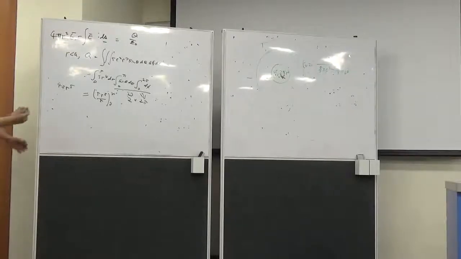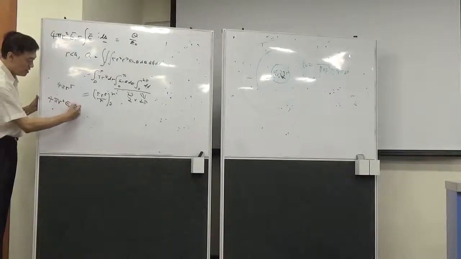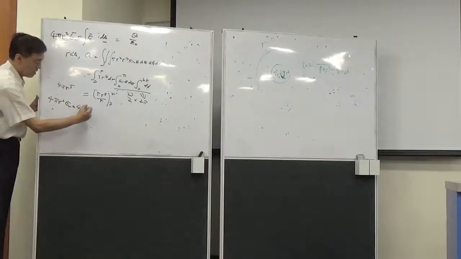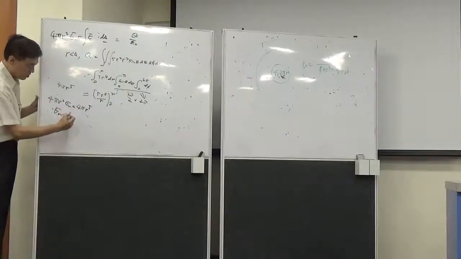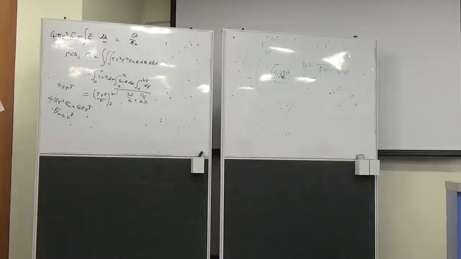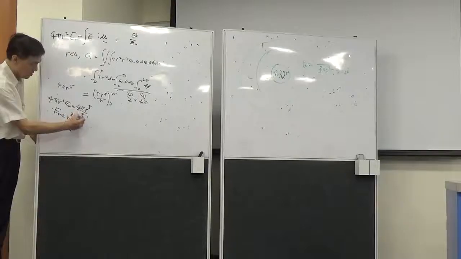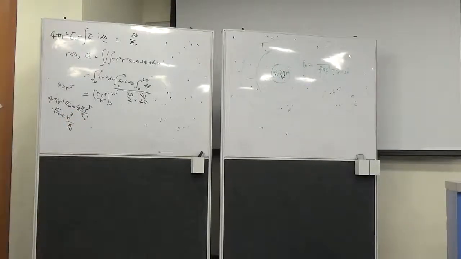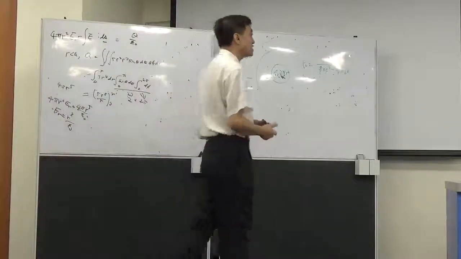Alright. So now I got 4 pi R squared ER is equal to 4 pi R to the power of 5. So my ER is equal to R to the power of 3 over epsilon naught. Of course, don't forget my epsilon naught. Alright, so this is for R smaller than A.